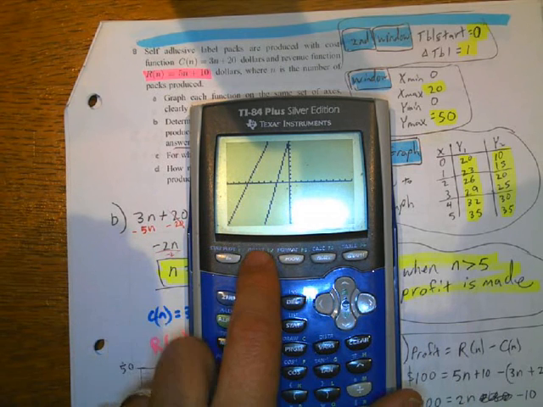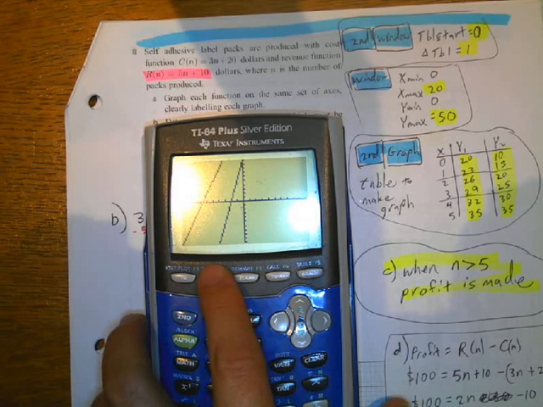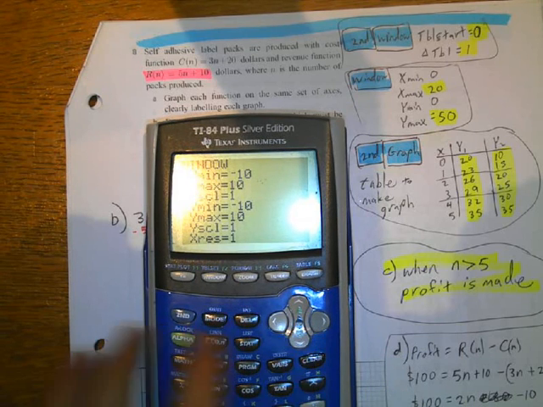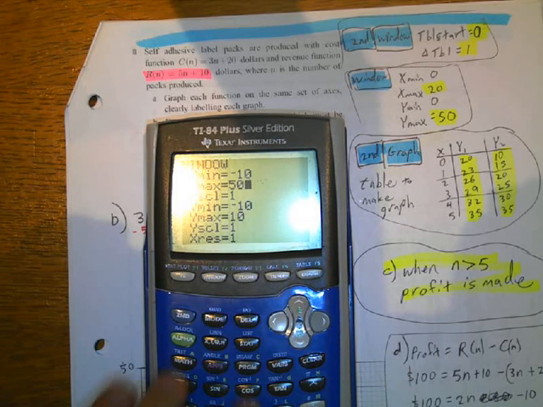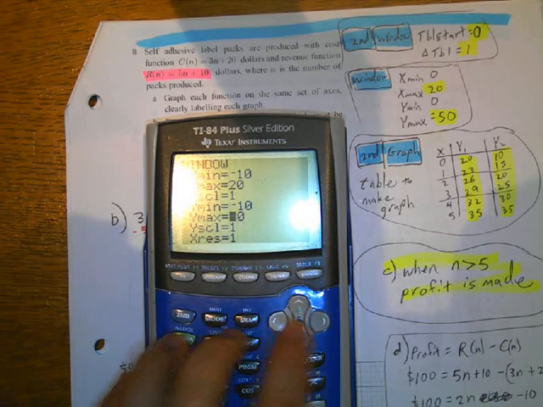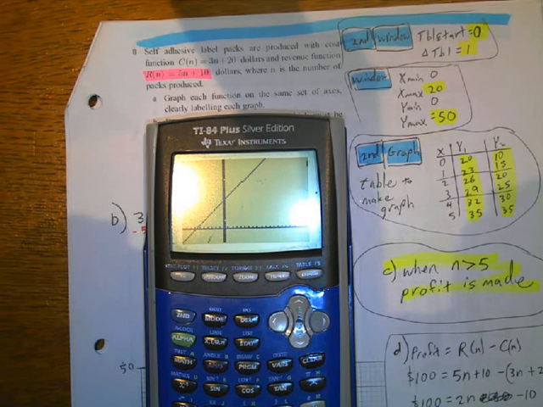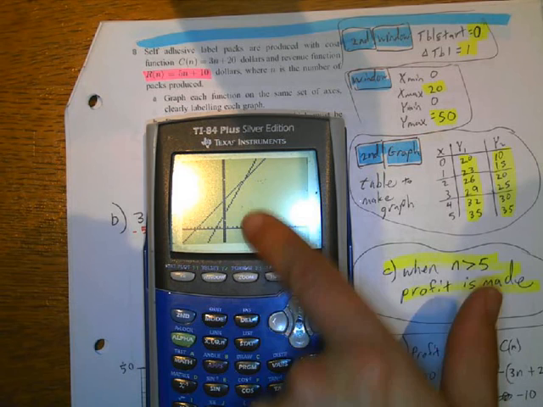I'm going to hit window, and I'm going to change the X max to, let's just change it to 50. Well, I guess in this example I did 20, so let's make it 20. And Y max, I'll make that 50. And then if I get the graph, it looks much nicer. I can see the intersection right there.